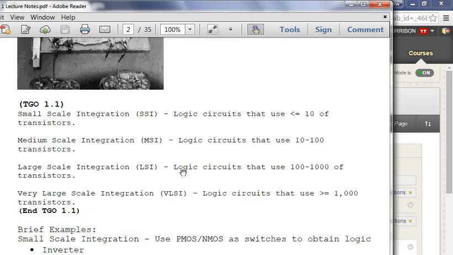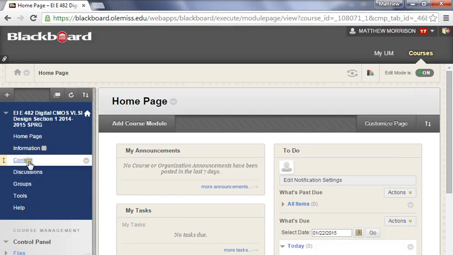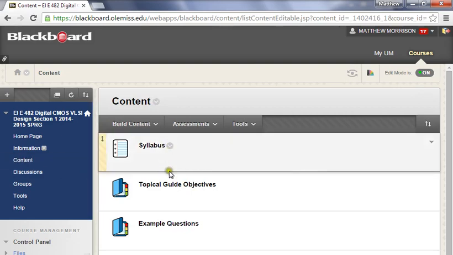So, first, TGO 1.1. I want you to define and differentiate between small scale integration, medium scale integration, large scale integration, and very large scale integration. You'll handwrite this out, and you'll notice in Blackboard, this is the undergraduate section. Under content, I have the syllabus, topical guide objectives, and example questions. I'm going to call this extra credit for graduate students. This is a required thing.